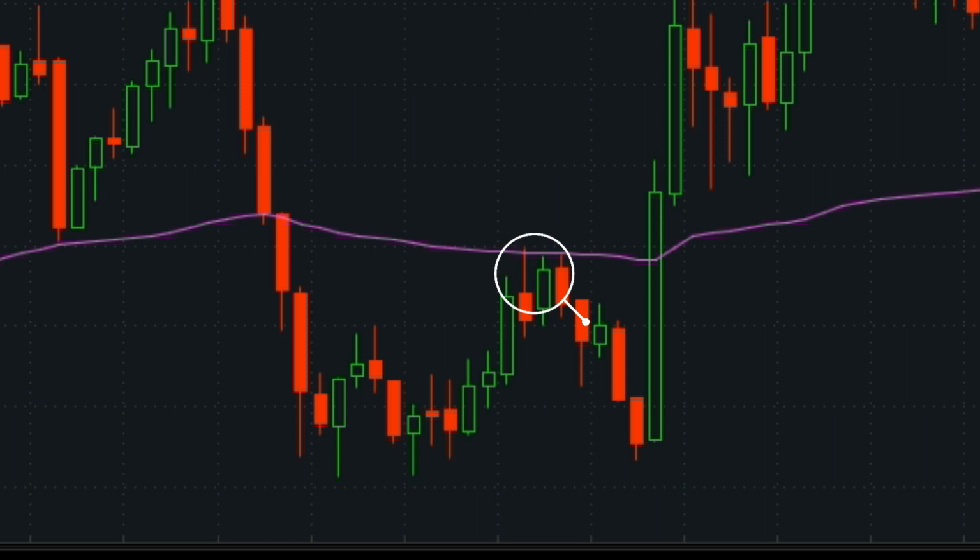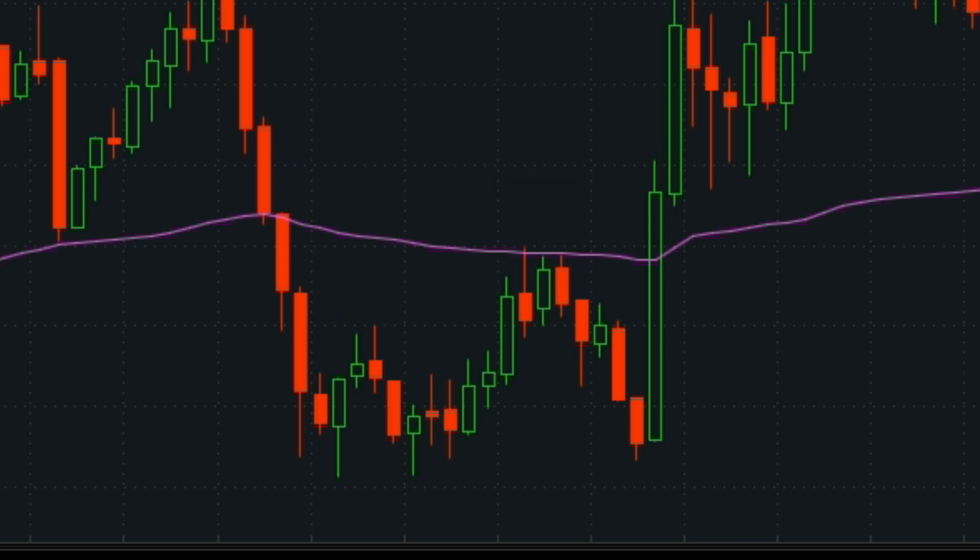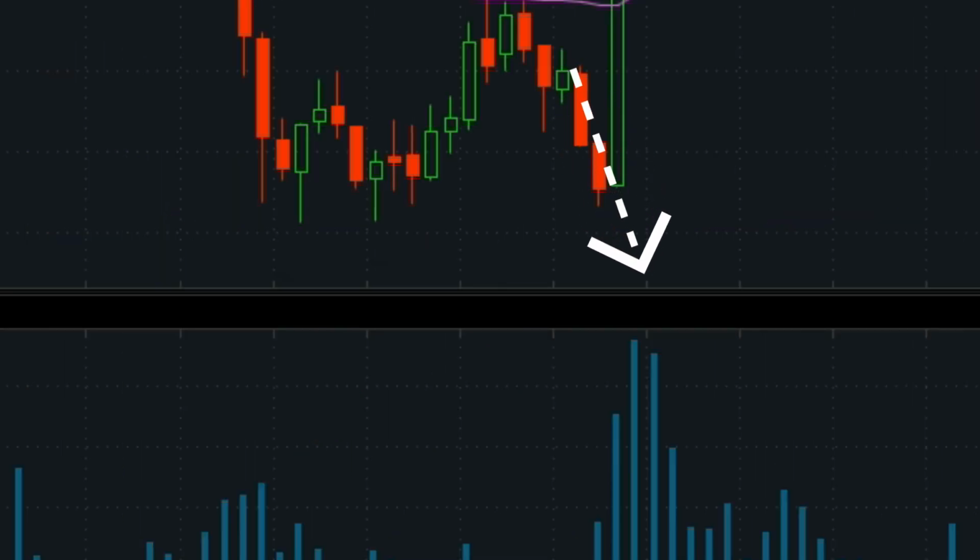It just needs to be a small pop up to the volume weighted average price, or at least around it, as you can see with both of these. In both of these examples, what I'm going to generally be doing here is I'm going to be shorting into the pop and then covering around that previous low of the day. Again, I'm shorting into the pop and I'm covering around the previous low of the day. And if it continues going down, great. I'm at least taking a partial at that low of the day level, because that's where experienced traders are generally going to take a partial.